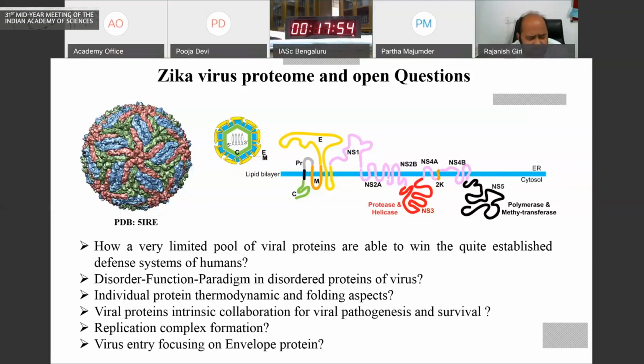The next question was what is the disorder function paradigm? Because we focused on protein conformation, and there are multiple conformations: something is intrinsically disordered, something is ordered, something aggregates. So what are the different combinations of these structures? What are the drug discovery possibilities on the viral targets, and how do they collaborate for pathogenesis and survival, and how is the replication complex formed? I will just go through the snapshots and not go into great detail.